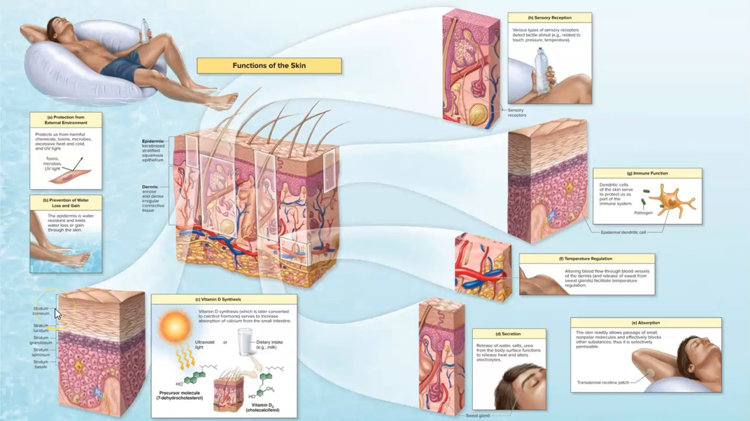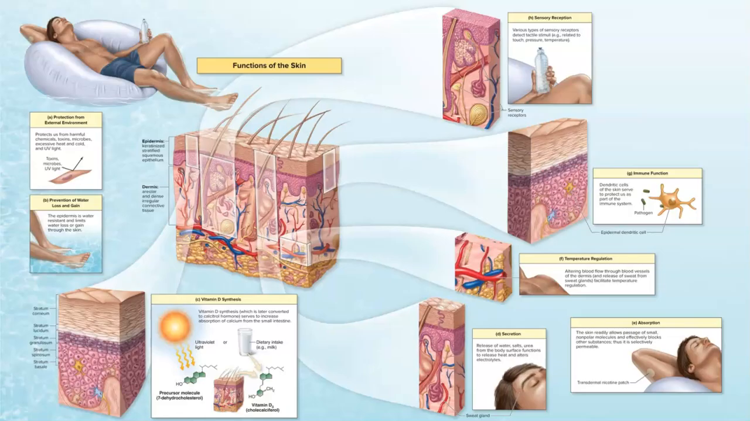Now that we've looked at the major layers of the skin and, of course, the subcutaneous layer, let's talk briefly about the functions of the skin, and then we'll examine some of those derivatives and structures found within the skin. This image is on page 196 and 197 of your textbook.